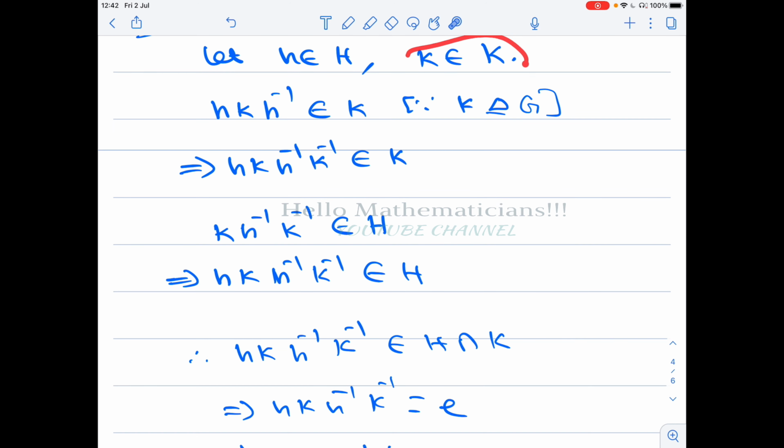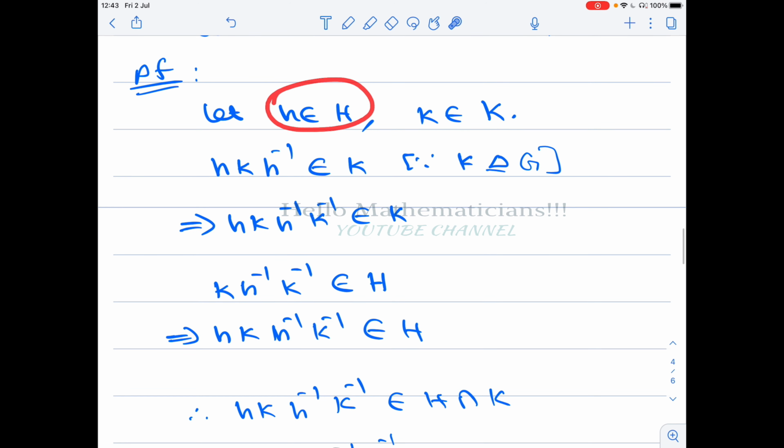Now k is an element of K means k is an element of G, right? Therefore, I conjugate h inverse. h inverse is an element of H. k can be thought of as an arbitrary element of G. Therefore, this conjugation will be an element of H because H is a normal subgroup. Now again, h is an element of H. This is an element of H. Therefore, h times this element belongs to H.